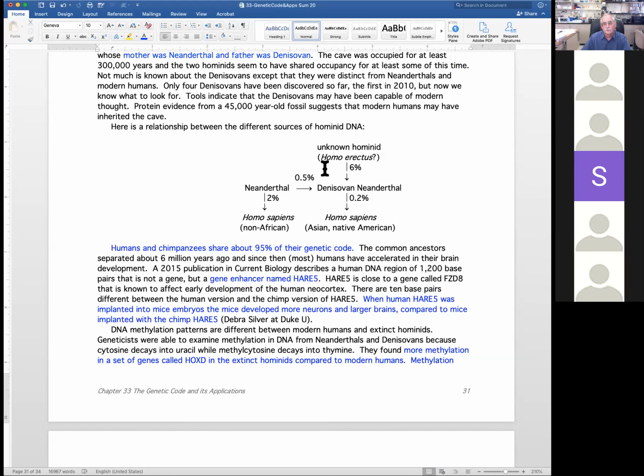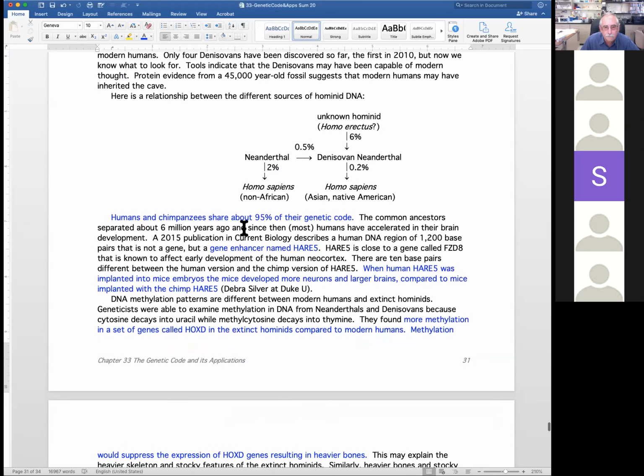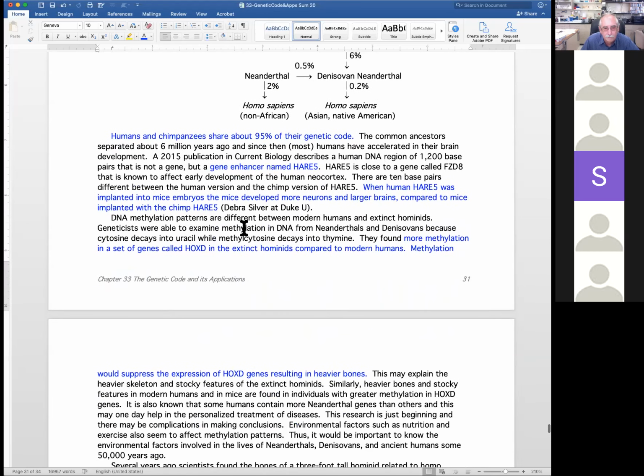So Homo erectus may have given rise to this Denisovan Neanderthal, which then turned into Homo sapiens. Then some migrated into Europe, and later on those mated with these Homo sapiens and turned into Homo sapiens. But we're all the same species. Anyway.